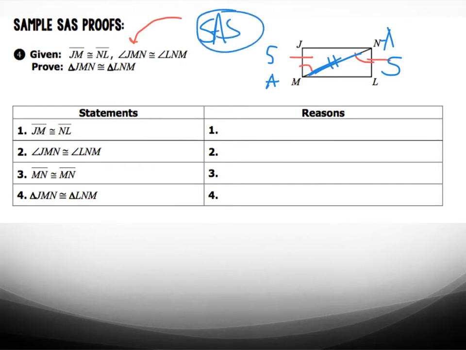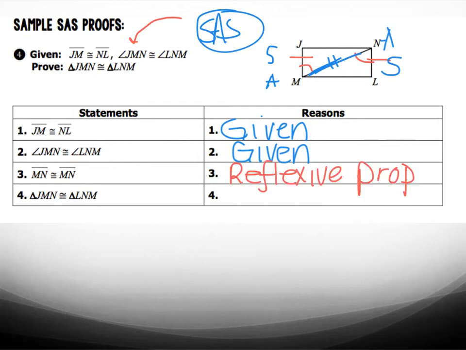Let's fill in the proof. So we have the first statement, why? It is given. The second statement, why? It is given. But take a look at this one. MN is congruent to MN. What is it when something is congruent to itself? You got it. It's the reflexive property. So anytime you see a shared side, you're going to write it is the reflexive property. So a shared side.